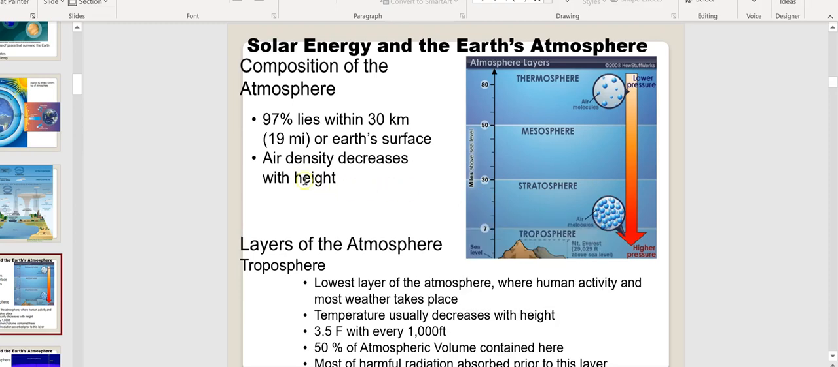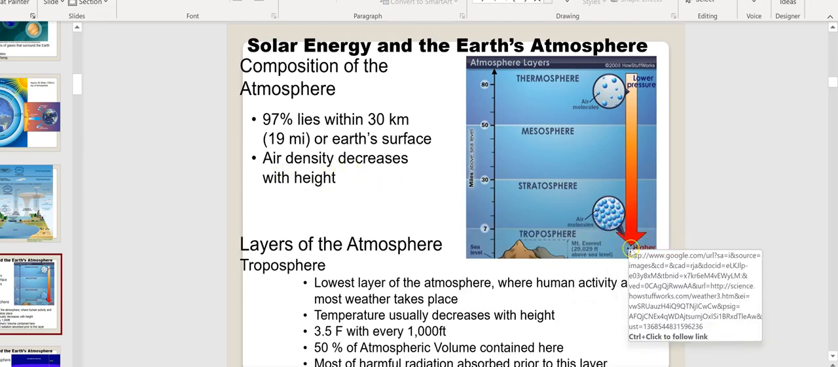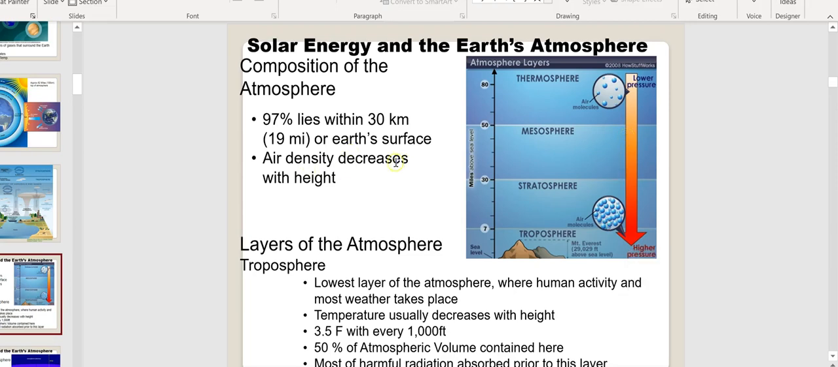Okay, air density is going to decrease with height. So that's also why I like this image, because it's telling you that air is going to be more dense closer to the surface, which is one of the reasons why you've noticed that when you go into the mountains, it's harder to breathe. Because as you go up in elevation, the air decreases in density.